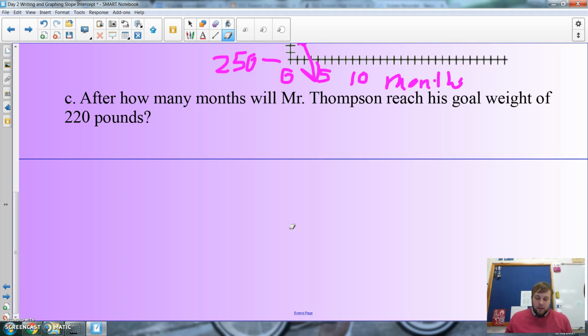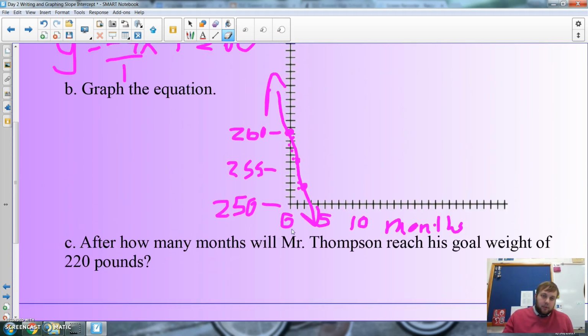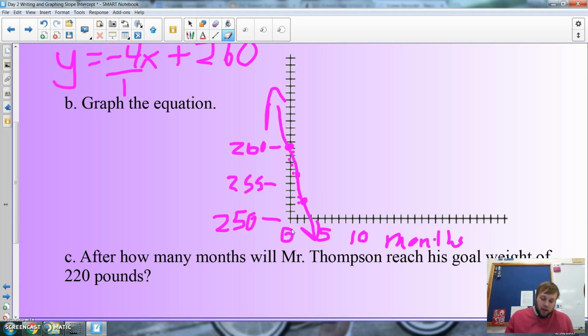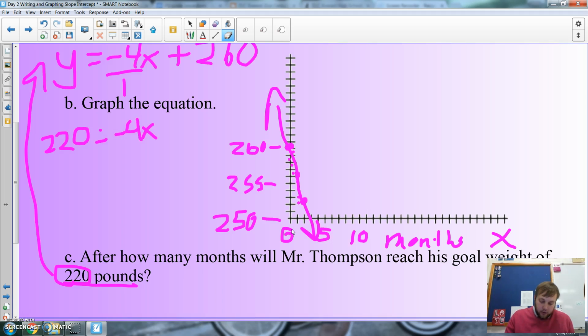Okay. Now, remember, what does X represent again? X is my months, right? So I'm actually wanting my weight to be 220. That's actually going to go into where my Y is, isn't it? So I actually want it to be 220 equals negative 4x plus 260.